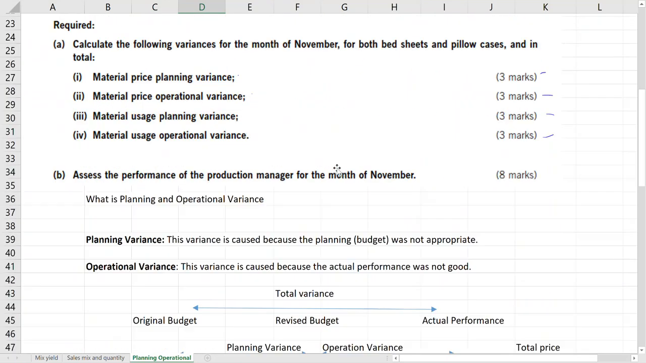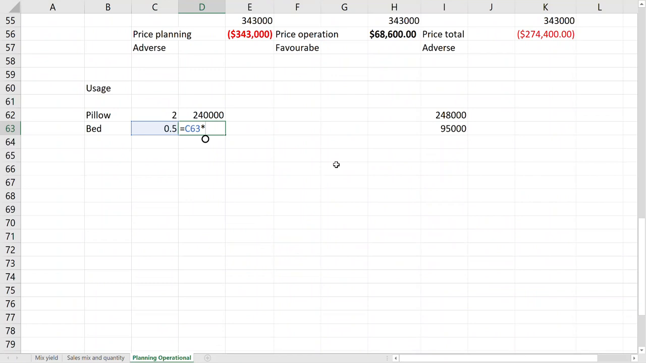Actual units, 180,000. We should have used 240,000 square meters on pillowcases, where we actually used 248,000. We used more. We should have used 90,000 on bed sheets, and we actually used 95,000. We used more. Okay, this is the total variance. But we need to break it down into two parts, the planning part and the operational part.